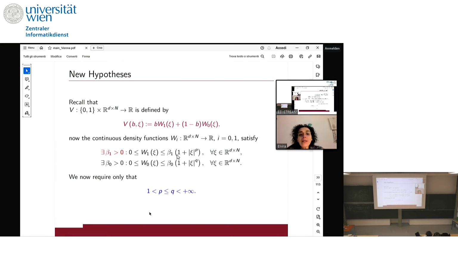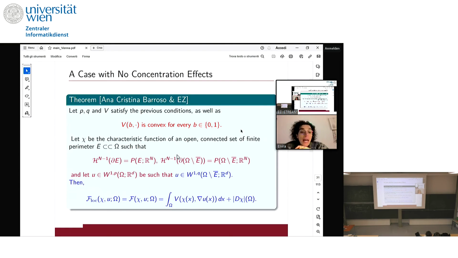So let me recall again that we can consider having two densities, maybe without even imposing any coercivity as I am considering here. So W1 with growth P and W0 with growth Q. Then here I consider, as usual, by capital B, I denote the convex combination, assuming that V is convex, namely W0 and W1 are convex.